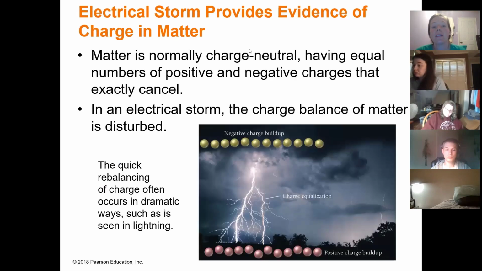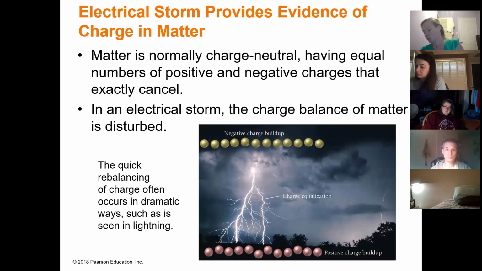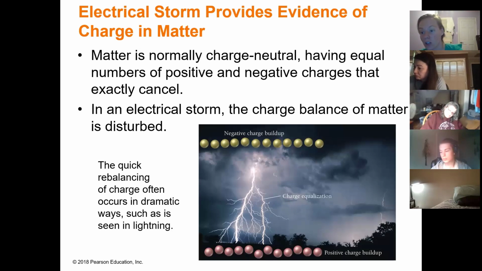Electrical storms provide evidence of charge in matter. Anytime you see a storm where you have lightning, there usually is a negative charge buildup in the clouds, and then there's a positive charge buildup on the ground. And the electricity that you're seeing in the lightning is a neutralization of that charge, or a rebalancing of the charges.